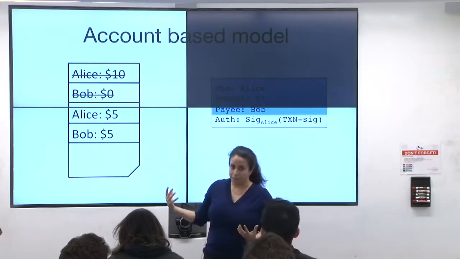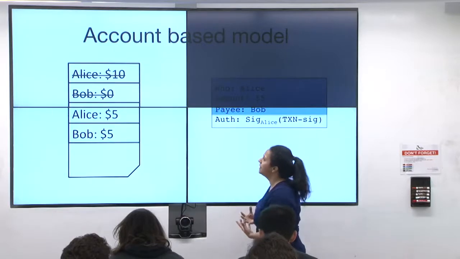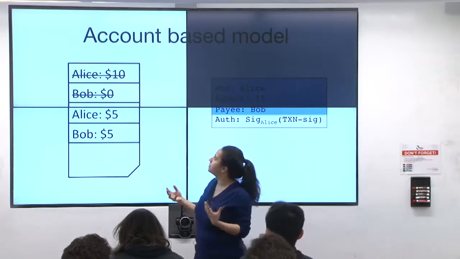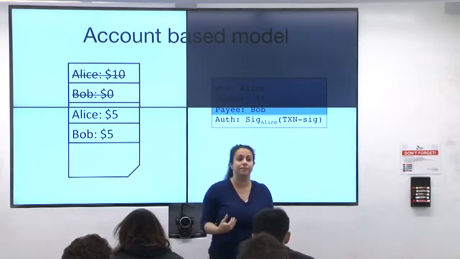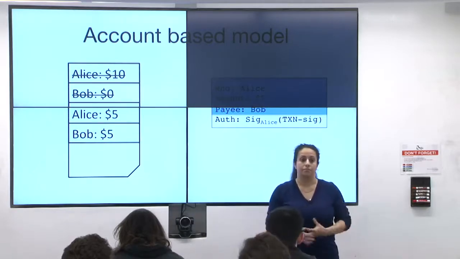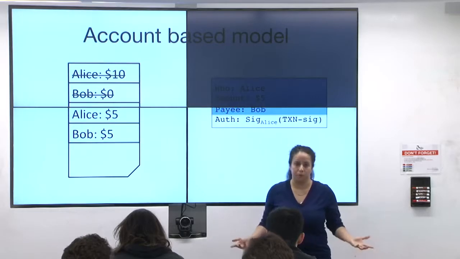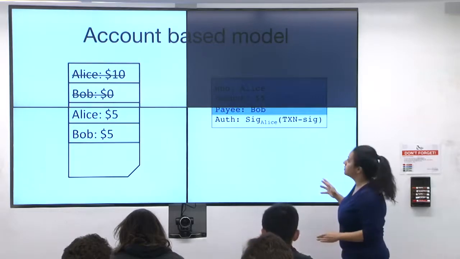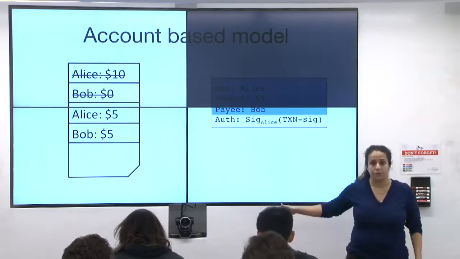And in the account-based model, the way that you check to see if Alice has the funds to spend is you literally look at her balance and you look at the amount she wants to spend and you make sure that if she spends that amount, the balance won't go below 0. So this is actually the model that Ethereum uses.